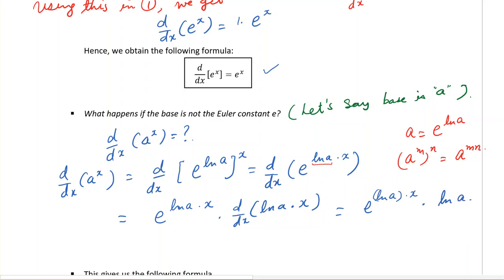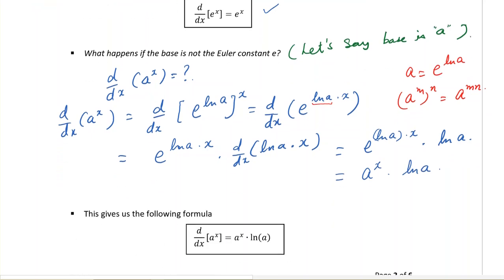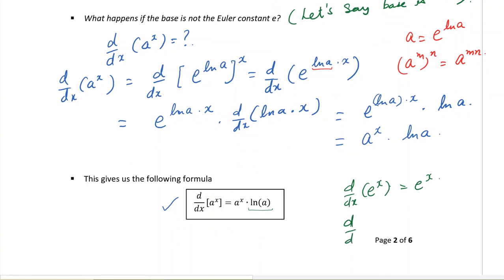Now we know that e and ln cancel each other's effect. So this is simply a raised to power x times ln a. So we got that the derivative of a raised to power x is a raised to power x times ln a. If we have a different base, we have this extra expression that we need to add to our formula. So the derivative of e raised to power x is just e raised to power x, but the derivative of any other base would be that base raised to power x times ln of that base.